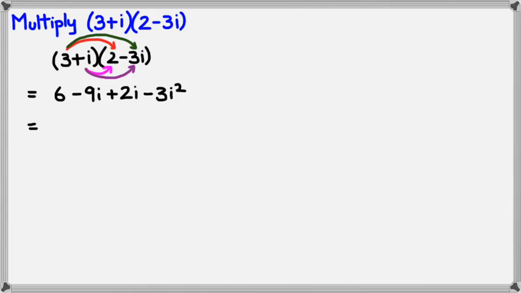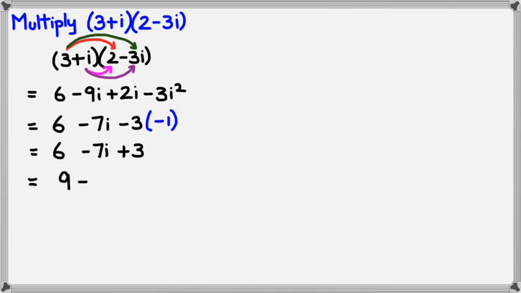Simplifying this, I'm going to collect the like terms, which are the i terms. So I've got 6 minus 7i. And then here I have minus 3i squared, but remember that i squared equals -1. So minus 3 times -1 is positive 3. So we've got 6 minus 7i plus 3, and simplifying this, I get 9 minus 7i. And that's how I multiply two complex numbers.